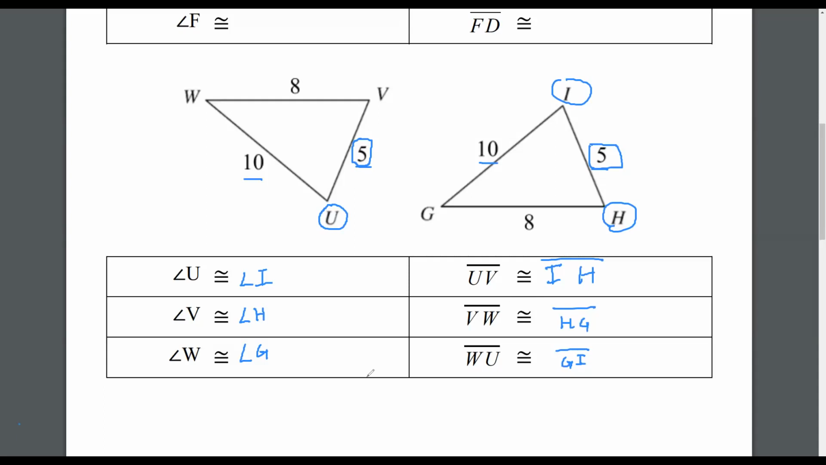Okay. So again, how do I get the exact points to line up, the vertices, right? I need to look at what side lengths are around them. U is between a 10 and a 5.